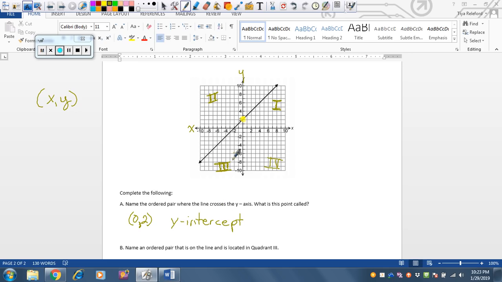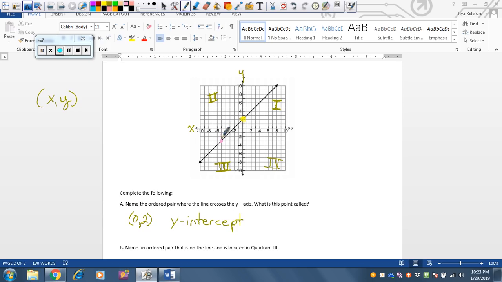Now, B says, name an ordered pair that is on the line and is located in quadrant 3. So it could be any of these spots. Make sure whatever you name, it's where you can easily read the numbers. Like this here floating in the middle of nothing, not a good spot. Find where it's touching a nice corner and you can read all the numbers.